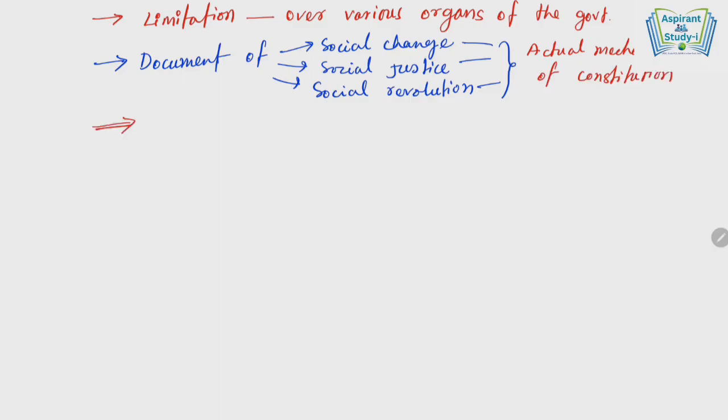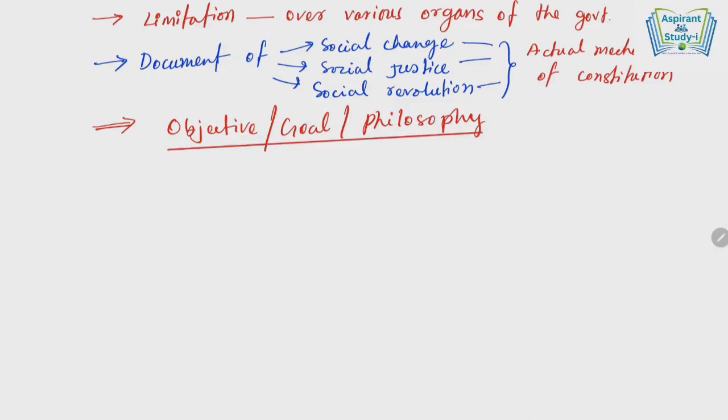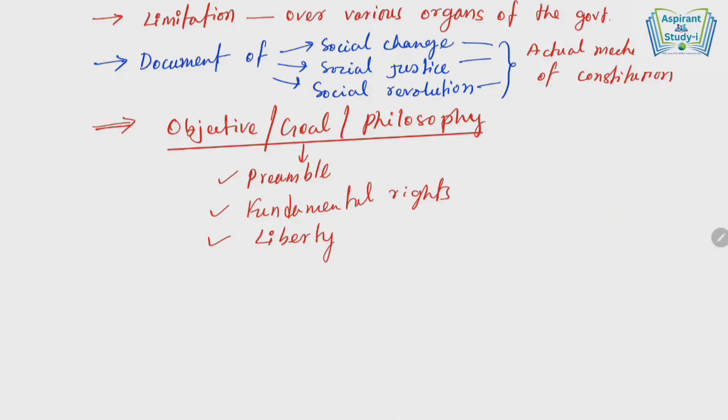Objective, goal or philosophy of Indian constitution. Objective, goal or philosophy of Indian constitution: preamble, fundamental rights, liberty, directive principle.